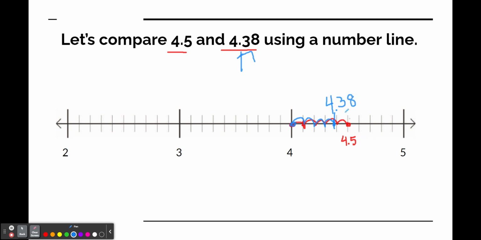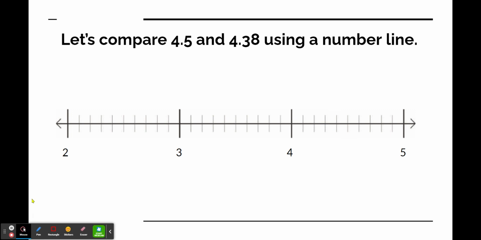So I can go ahead and see, I can compare that 4.38 or 4 and 38 hundredths is less than 4 and 5 tenths. So if I make a comparison statement, 4 and 38 hundredths is less than 4 and 5 tenths. I can also say 4 and 5 tenths is greater than 4 and 38 hundredths.